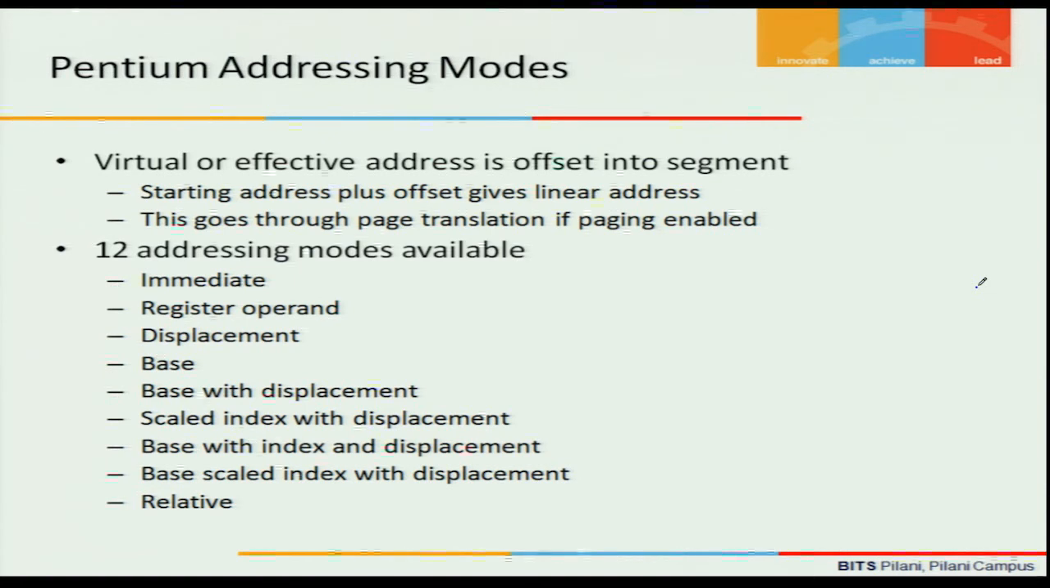So typically in Pentium you would have a starting address plus an offset which will give you a linear address, and in case you have paging enabled, you will translate it from the virtual to the physical address and get the data. So paging is a concept which you will learn in the operating systems, where essentially we will be generating virtual addresses from the processor, and I would have a page table which will translate it and give me the physical address from where the actual entity is to be picked up.